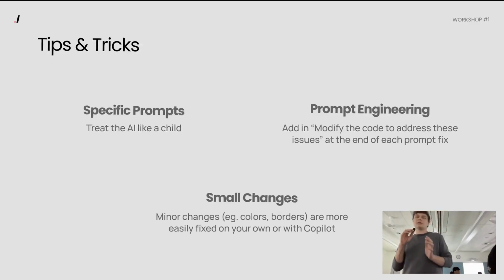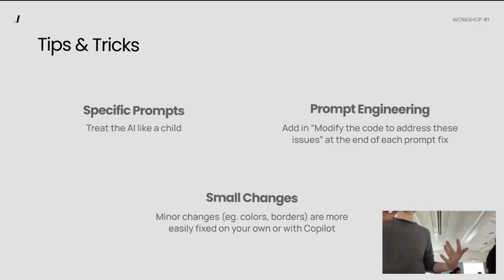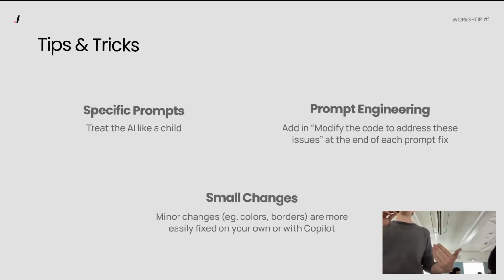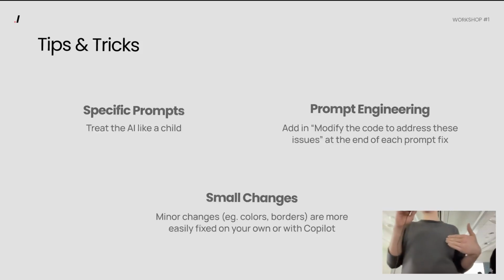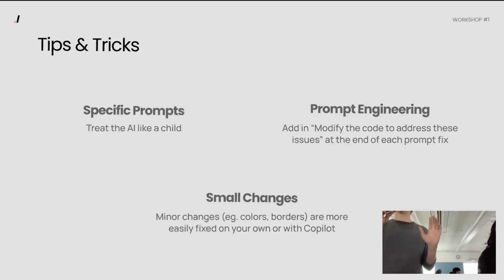So, tips and tricks: you want to treat the AI like a child, right? You need to say exactly what you want at the end of each new prompt. So when you're working to refine it, you want to specifically say, modify the code to address these issues. Even better if you could identify the exact line or the exact block of code.